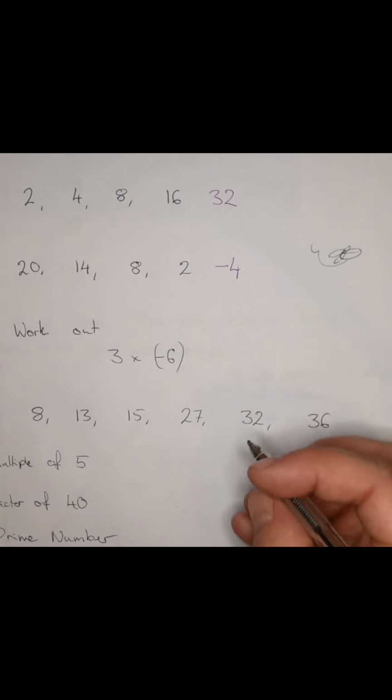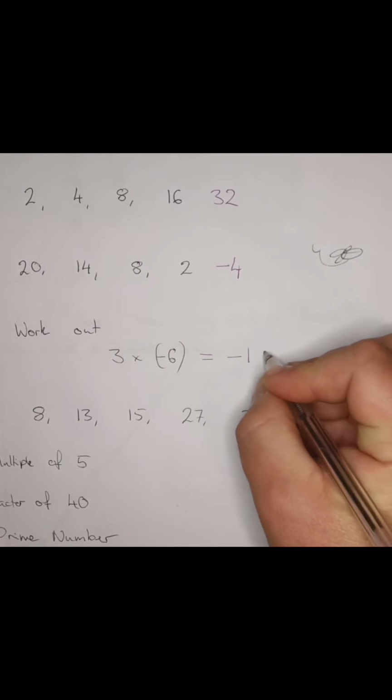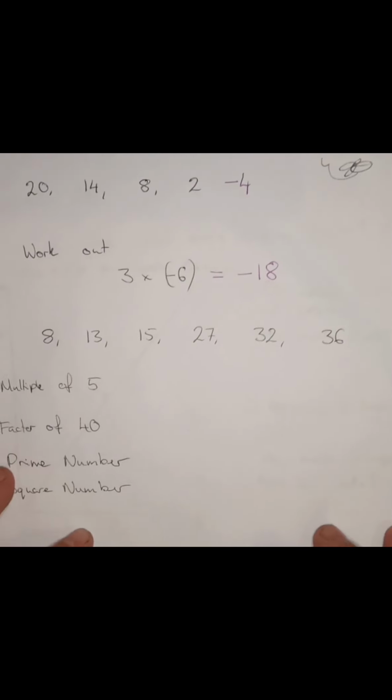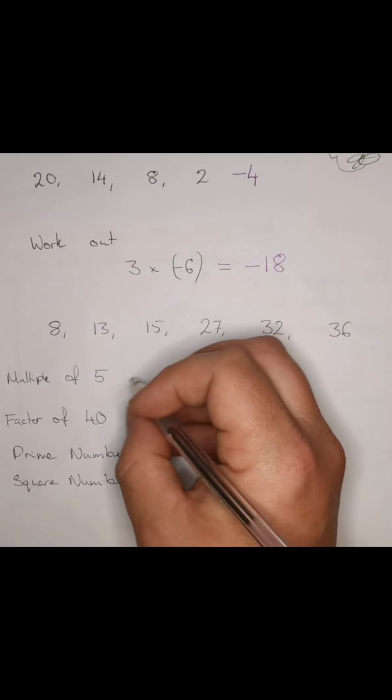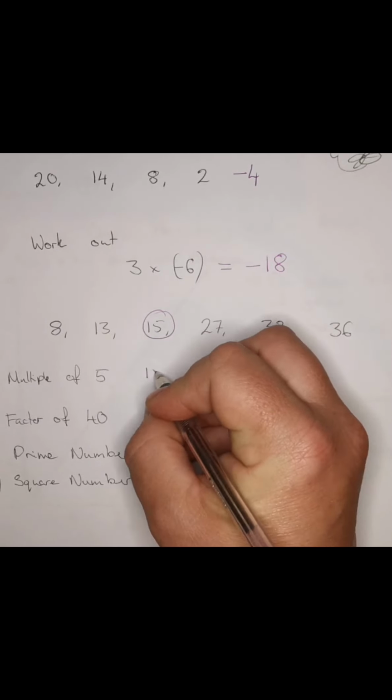Right, work out 3 times minus 6. That's minus 18. Next, you had a selection of numbers. Well, that's what people have told me. And I was asked to find a multiple of 5. Well, multiples are more. My multiple of 5 is going to be 15.